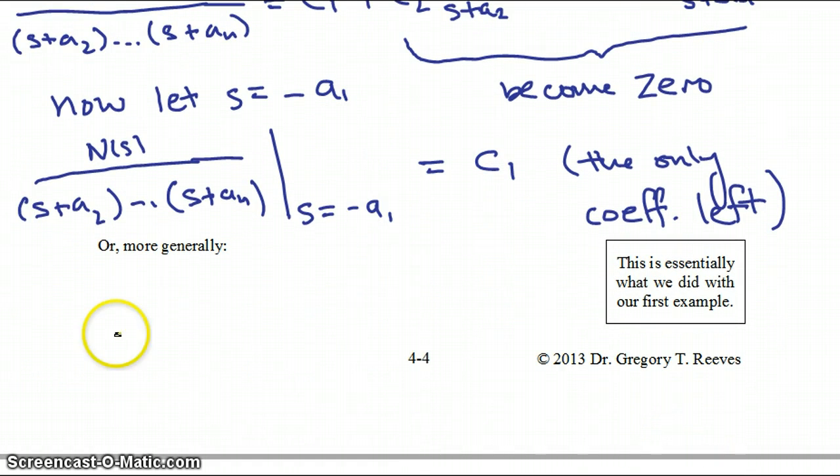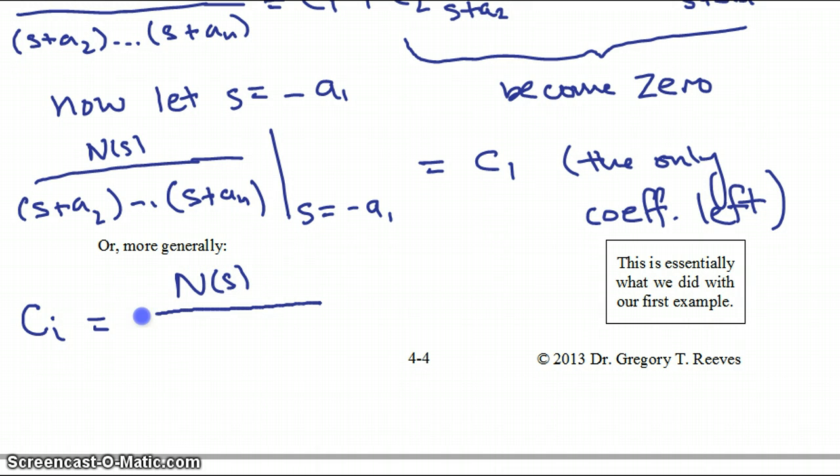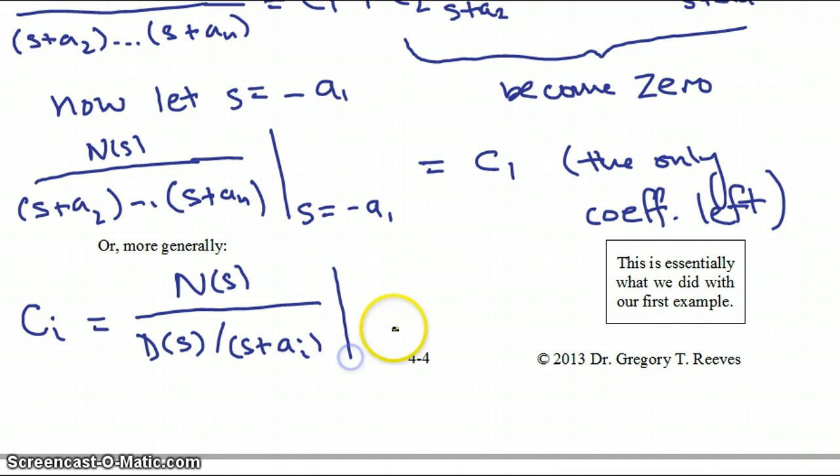Or, more generally, any coefficient that you want to find of this partial fraction expansion, ci, is equal to your numerator divided by your denominator, which has the term (s + ai) taken out of it, evaluated at the point s equals minus ai.